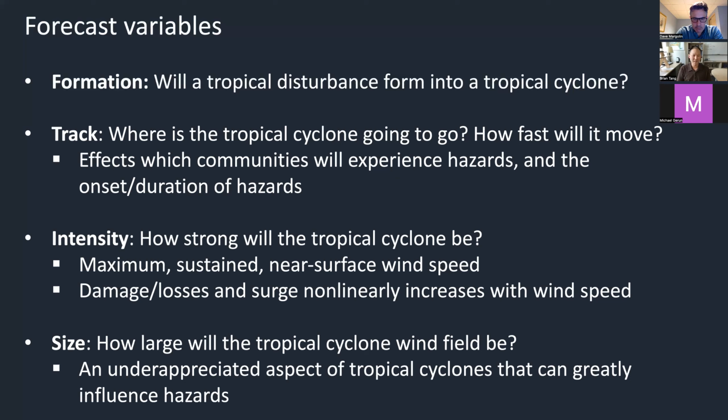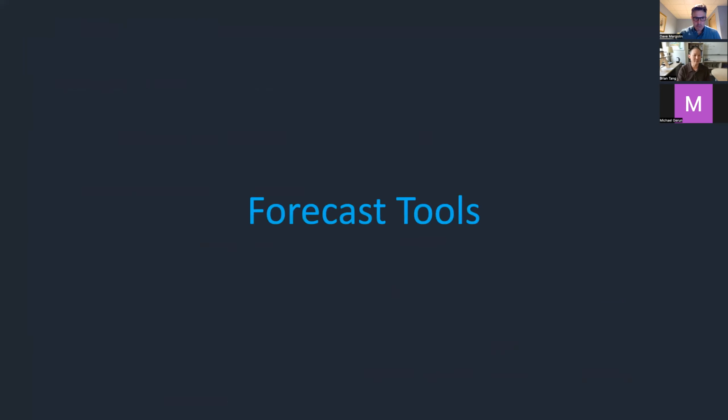A particularly underappreciated aspect of tropical cyclones is size. How large will the tropical cyclone wind field be? This can greatly influence hazards, things like, again, the duration of hazards. Storm surge is directly related to size, and amount of rainfall oftentimes is related to the size of the storm itself. For this particular talk, I'm going to focus on the first three, especially the track and intensity, since those are the common variables that people are interested in.